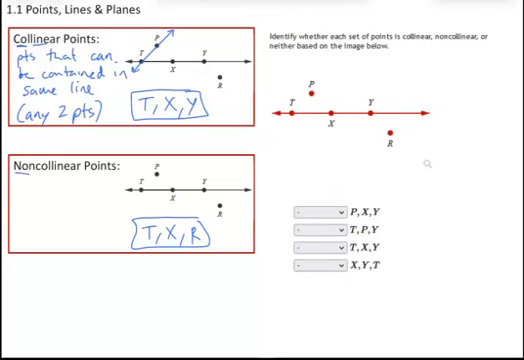So once again, the definition is embedded in the word. Non-collinear points are going to be a set of points that cannot be contained in the same straight line.